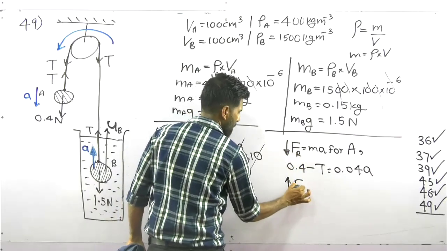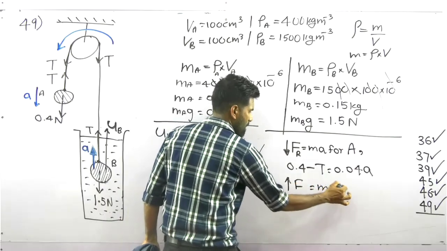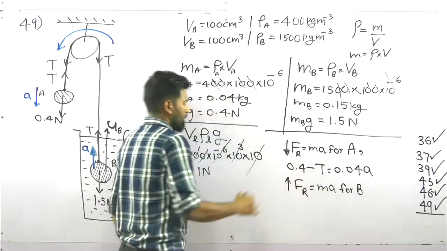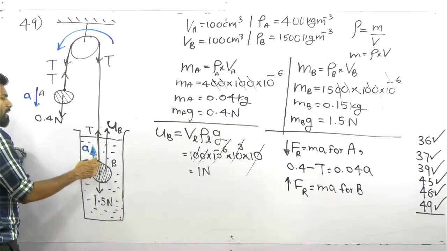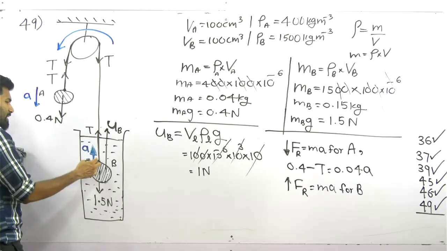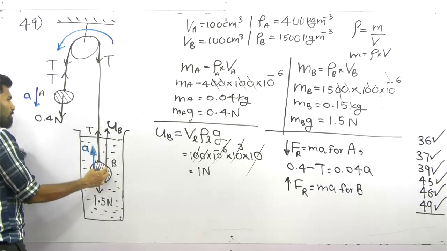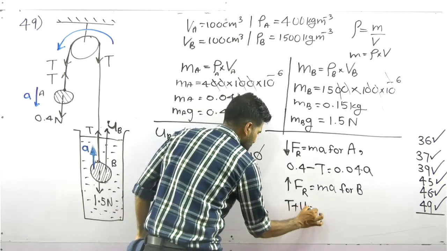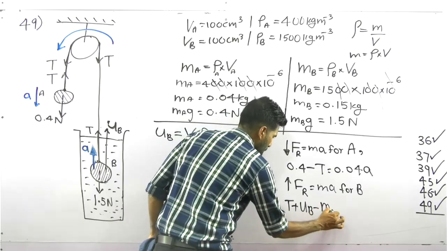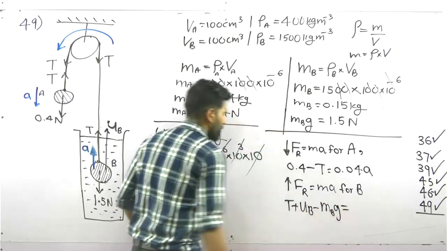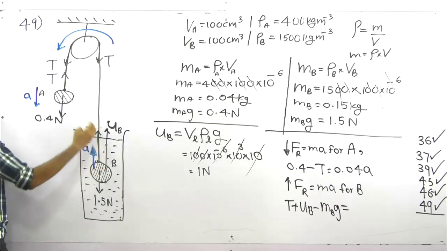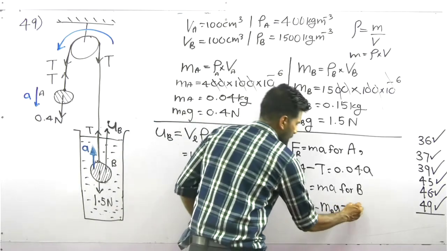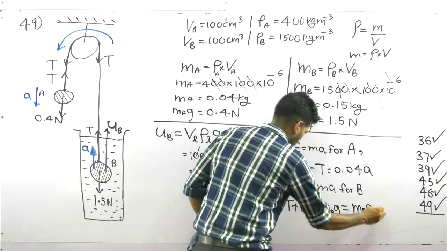Applying F equals ma for B, upwards. What is the resultant force? B is moving upward, as they say, when A moves down. Tension plus upthrust minus weight will be the resultant force upward. Tension upward, upthrust upward, minus weight will be the mass times acceleration.